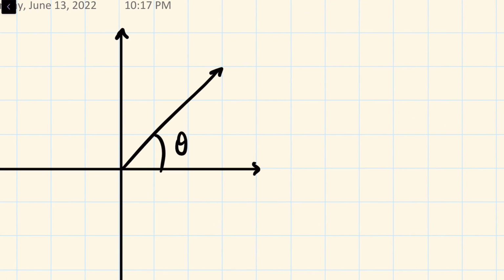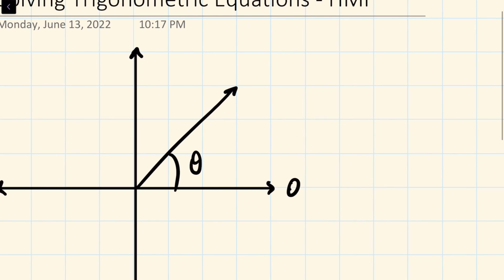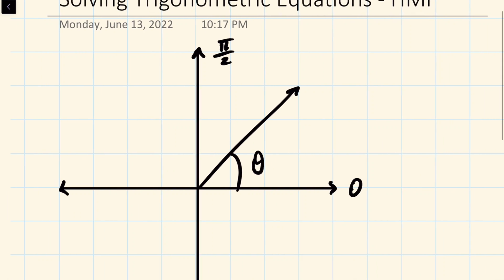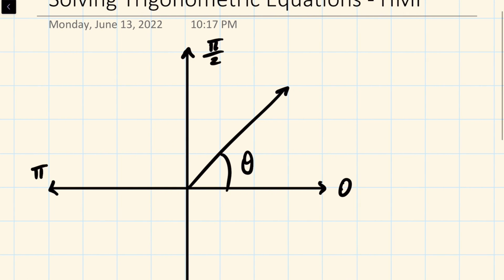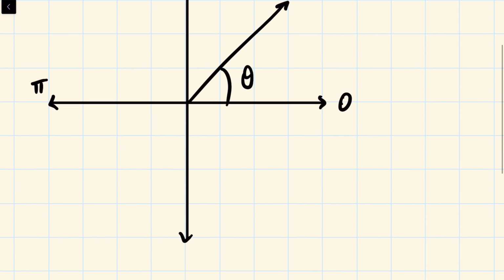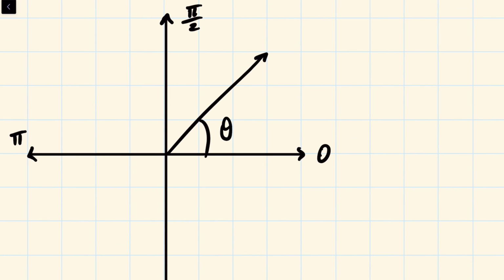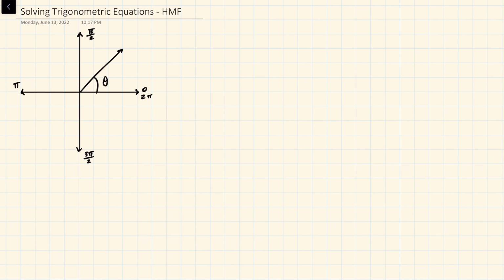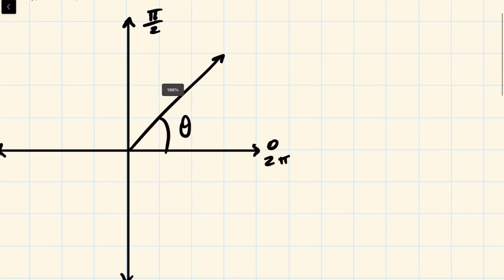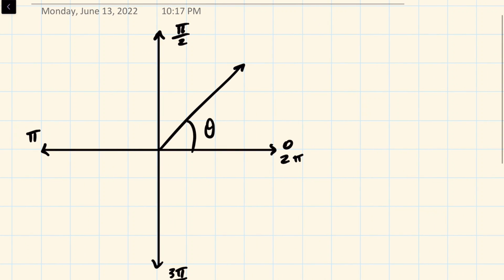So it's known that when we're talking about radians here, this is going to be 0 radians. This is pi over 2 radians. This is pi radians. And this is 3 pi over 2 radians. And this can also be 0 or 2 pi radians. Okay, 2 pi radians is 1 full rotation here.